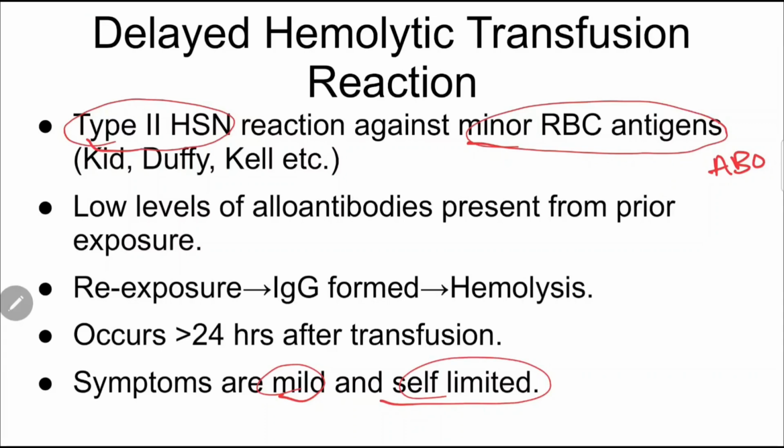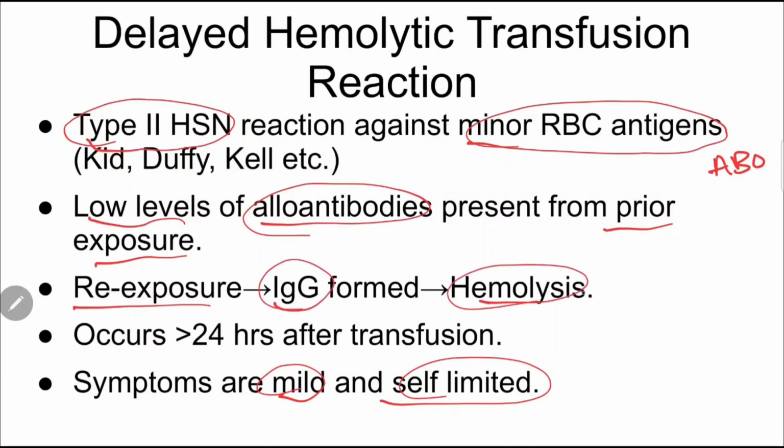And the reason why this happens is because there's production of low levels of allo antibodies. Allo antibodies are antibodies that are produced by your immune system in response to a foreign antigen, right, from an individual of the same species. Okay, so there is production of low levels of allo antibodies from prior exposure, and upon re-exposure you have IgG formation that leads to hemolysis. The reaction occurs 24 hours after the transfusion.